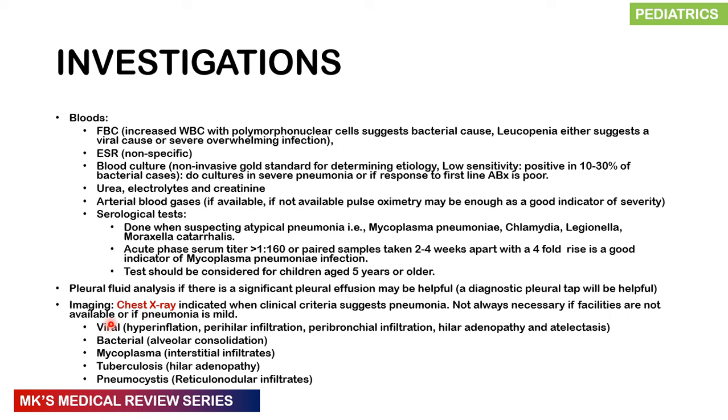If it's viral, you may see some hyperinflation, some perihilar infiltrates, you may see peribronchial infiltrates, you may see hilar adenopathy, you may sometimes see atelectasis. With the bacterial, you may see alveolar consolidation. With Mycoplasma, you see interstitial infiltrates. With TB, you may even get some hilar lymphadenopathy. And with pneumocystis, you may get reticular infiltrates, kind of like an angel wing pattern.